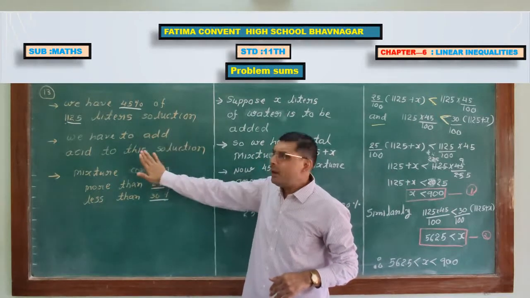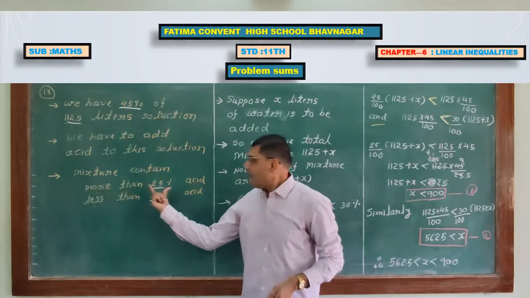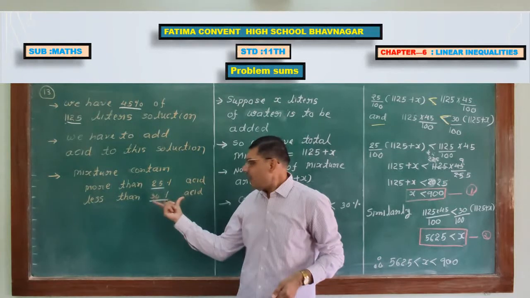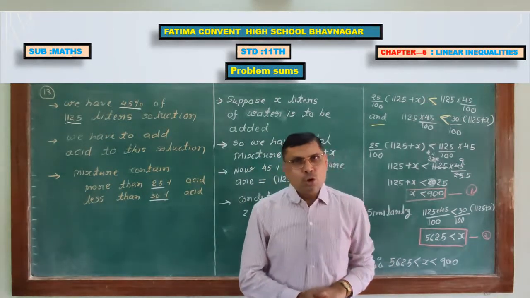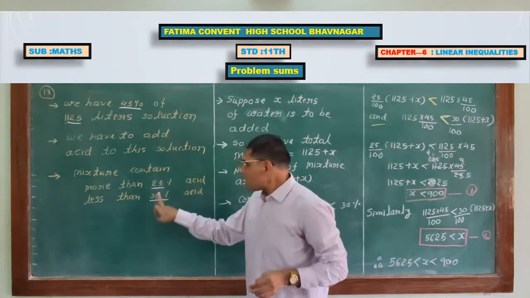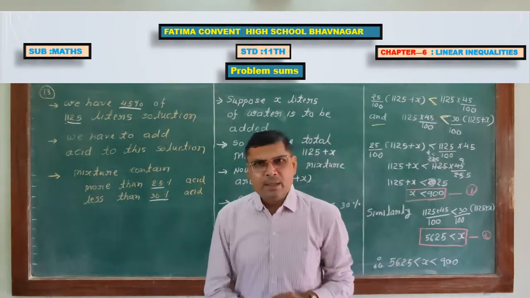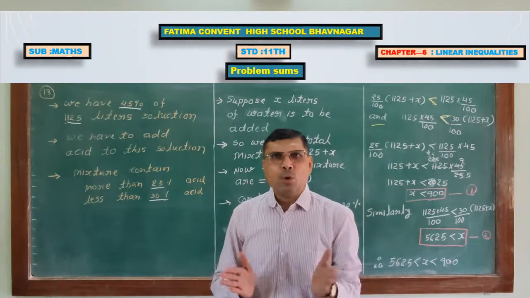We have to add acid to this solution in such a way that the solution contains more than 25% acid and less than 30% acid. So the solution should remain between 25% and 30%, that you can understand. Alright, let us see the solution. Once again, I will advise you to keep your textbook open.